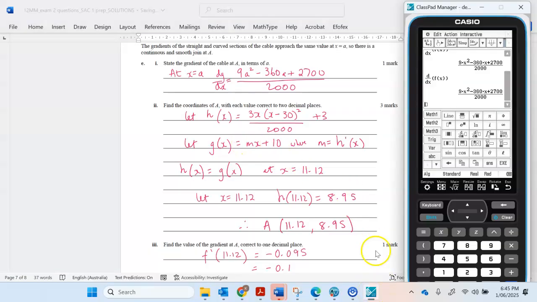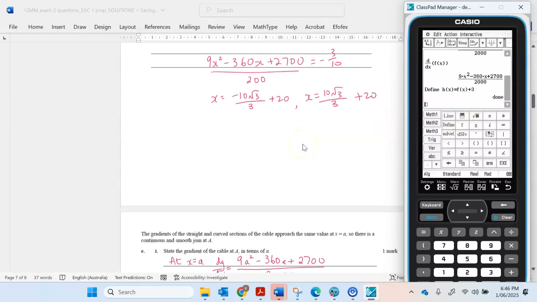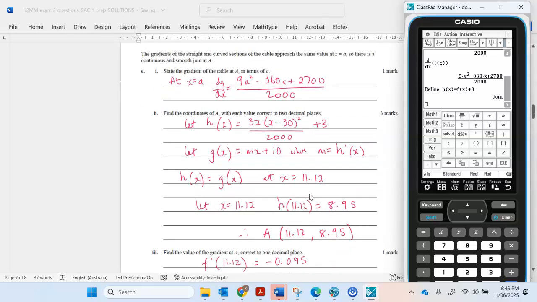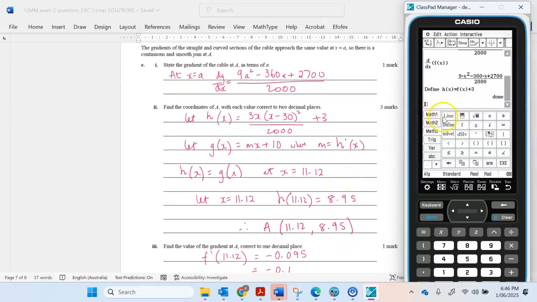Okay, so what we can do is define again. Define h of x is equal to f of x plus 3. Because remember, here was our original function and we're just adding 3. We already defined that up here. So there's our function and I've just added 3, to give us hx. And now we're going to define g of x.